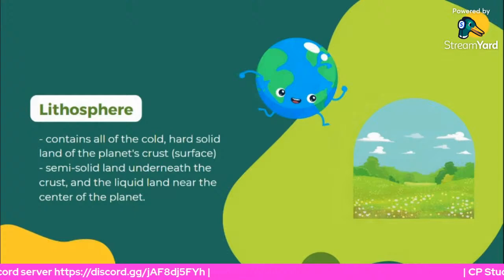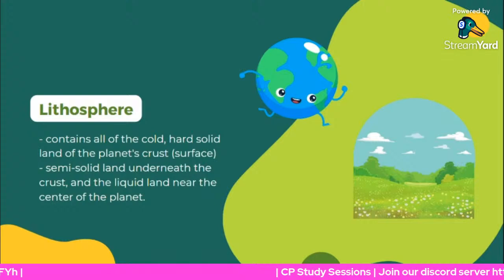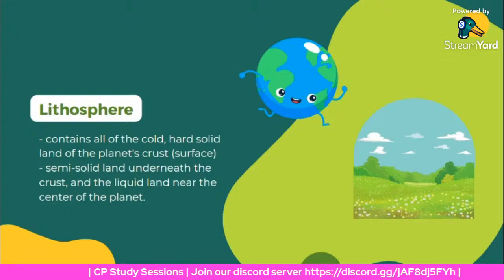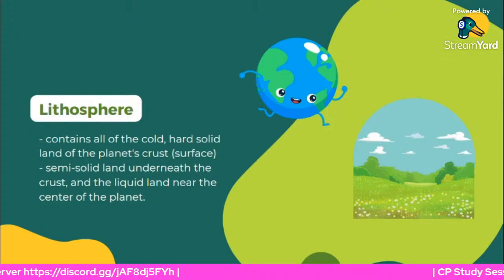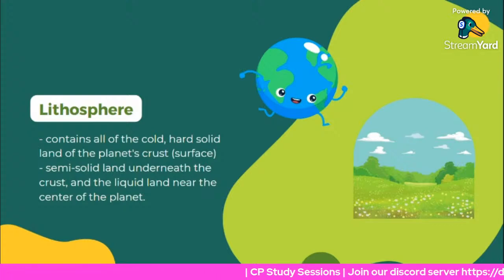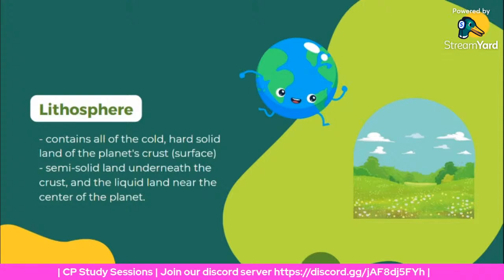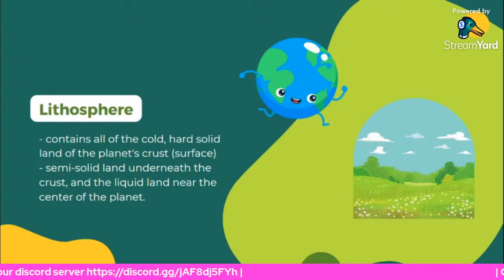Lithosphere contains all of the cold, hard, solid land of the planet's crust or surface, the semi-solid land underneath the crust, and the liquid land near the center of the planet. The surface of the lithosphere is very uneven. There are high mountain ranges like the Rockies and Andes, huge plains or flat areas like those in Texas, Laos, and Brazil, and deep valleys along the ocean floor.